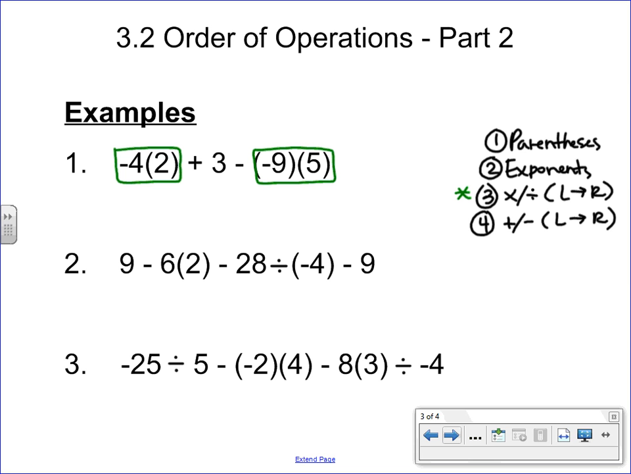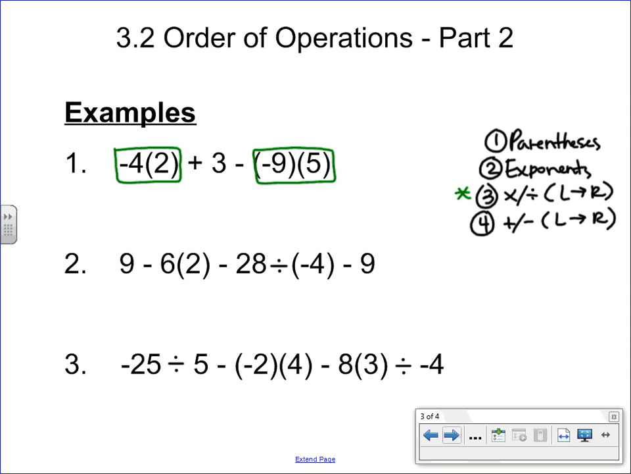Because both numbers, the negative 9 and 5, are in parentheses, that means multiplication. There's no sign in between them. So whenever you see two numbers with no sign in between them, that automatically defaults to multiplication.